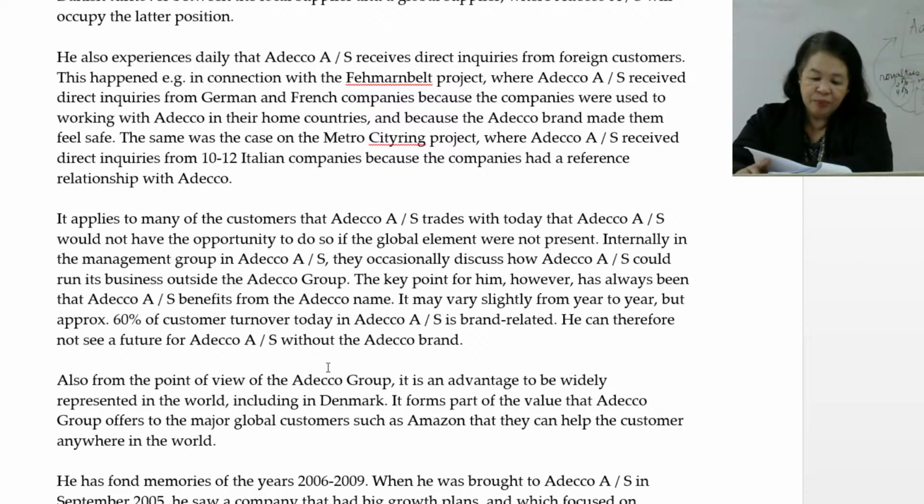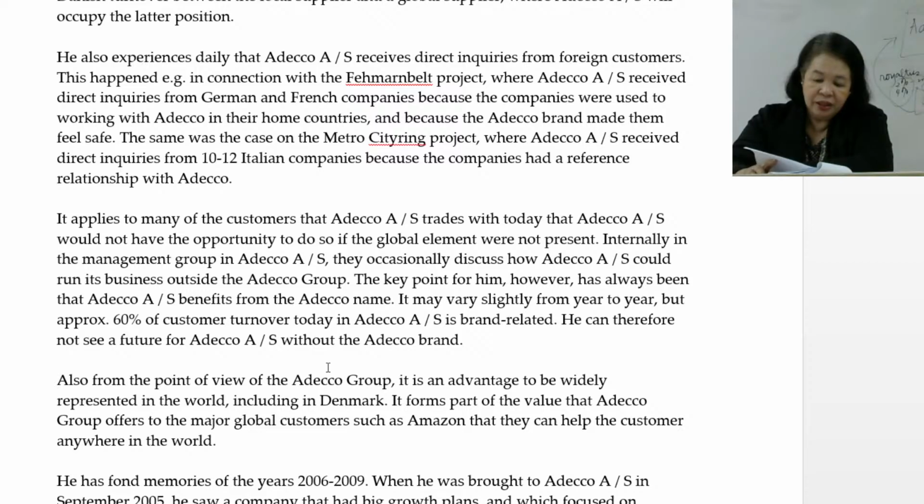The key point for him, however, has always been that Adecco AS benefits from the Adecco name. No? So, bakit siya naka-benefit? Sa pangalan pa lang. No? It may vary slightly from year to year, but approximately 60% of customer turnover today in Adecco AS is brand-related. No? So he can therefore not see a future for Adecco AS without the Adecco brand. No? Okay.